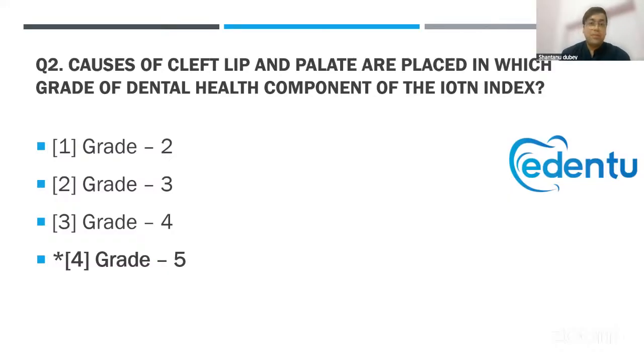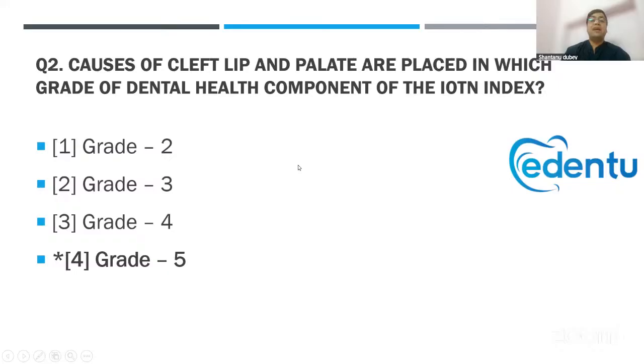Now that is a gamble. If you want to play it, you can, or you can just leave the question, because I understand not everybody would be able to mug it up, but I'll try to help, at least give you a few pointers. If you see that point, and if you're not confused, then at least you can take that answer. If you see a lot more points and you're confused, then you can always leave it, because it's always better to not go for a negative marking, right? Okay. So they're asking cleft lip, cleft palate are placed in which grade of dental health component of the IOTN index.